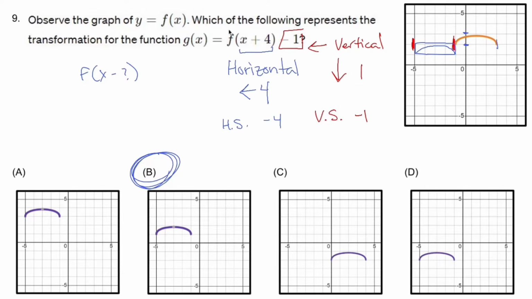Okay, if you see numbers multiplied to f of x, that has to do with shrink and compression and all that stuff, or dilation. Numbers multiplied to x change stuff like that too, but we're not dealing with any of that. We're just dealing with horizontal shift and vertical shift.